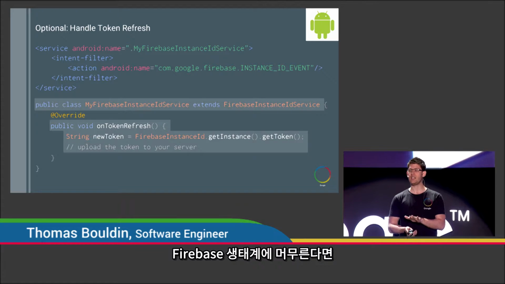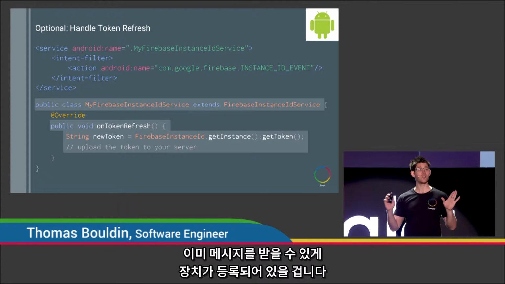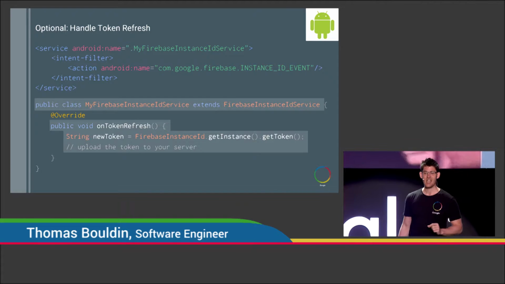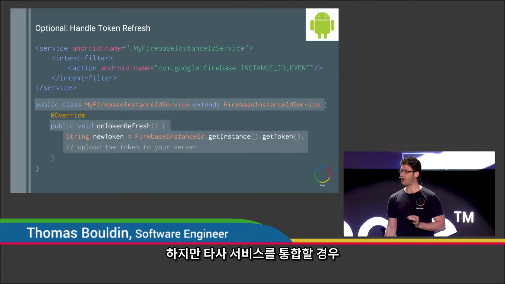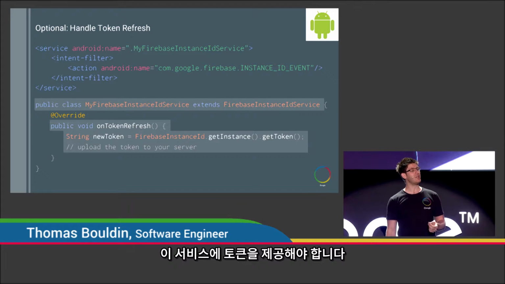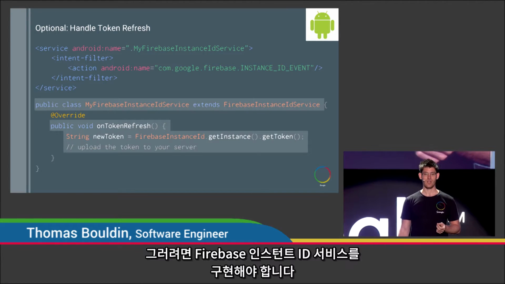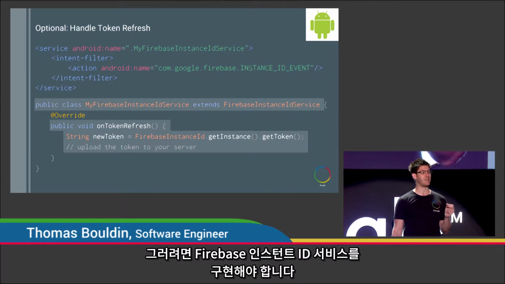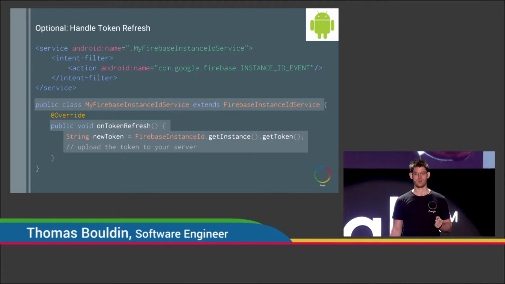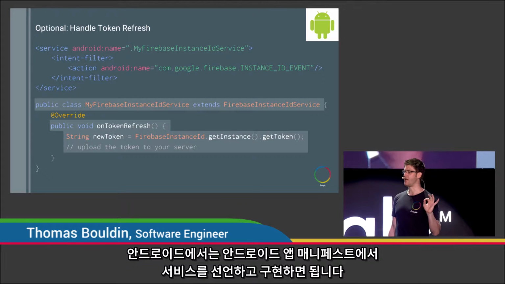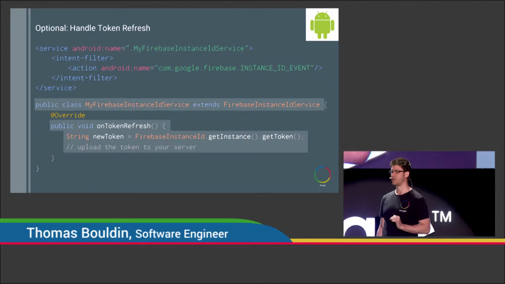Now, if you're staying in the Firebase ecosystem, you're actually already done. You've registered your device to receive messages. If you're integrating with a third-party service, though, you'll need to make sure you give that service your token. To do this, you'll need to implement a Firebase Instance ID service. You do this in Android by declaring your service in the Android app manifest and then implementing it.